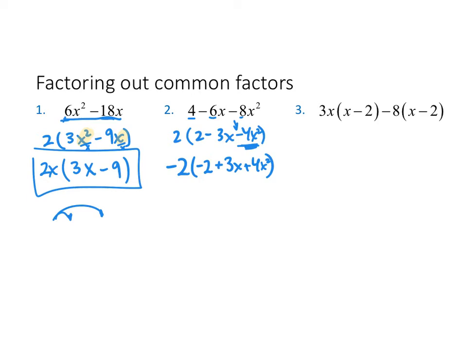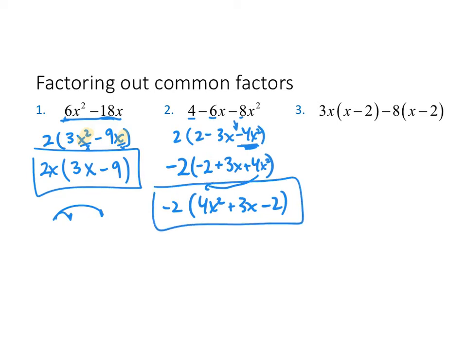And so now we can start moving things around. This 4x squared will move to the beginning. We'll leave the 3x there. And this is called standard form, when things are in order the way they should be. So whenever I see things in a weird order with a negative, I take out a negative as well.